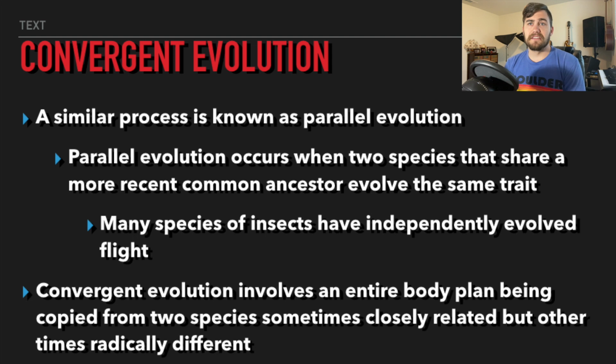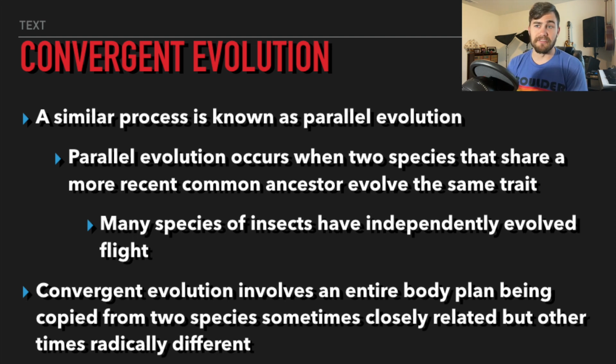A similar process to convergent evolution is called parallel evolution. So this is where two species that do share a fairly recent common ancestor evolve a single, similar, singular trait, right? So many species of insects, independent of one another, have evolved flight. Like dragonflies and flies are not branched directly off of each other. They got their wings totally separate from one another. And same with butterflies, right? The butterfly wing, the dragonfly wing, the fly wing, all evolved completely separate of each other.